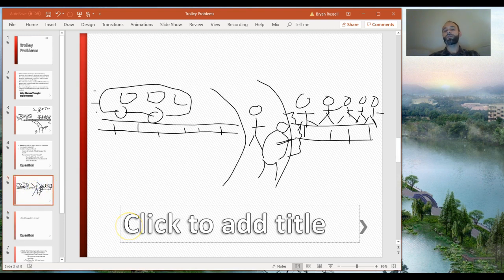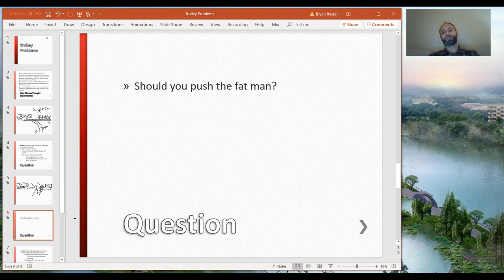So should you push the fat man? If you push him, that will result in his death, but the 5 people would live. Or should you not push him? That will result in the 5 people dying and the fat man living. So that's the other question that I'm going to ask you to discuss on the discussion board.